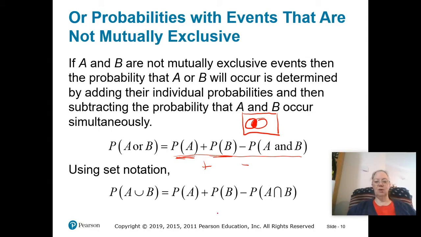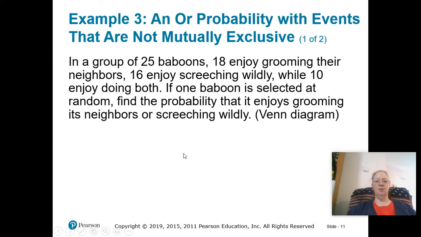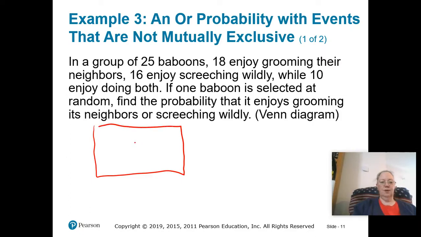So let's do an example. In a group of 25 baboons, and I'm going to use a Venn diagram for this just to make it a little bit easier. Okay, maybe easier. Can't draw a Venn diagram. All right, 25 baboons total. So we have 18 that groom, and we have 16 that screech.